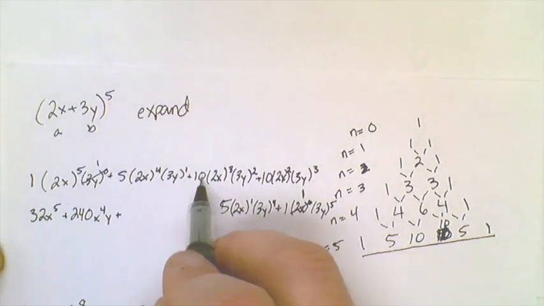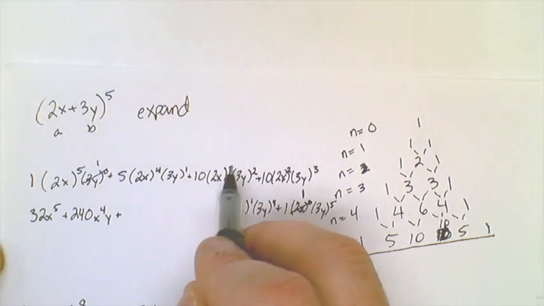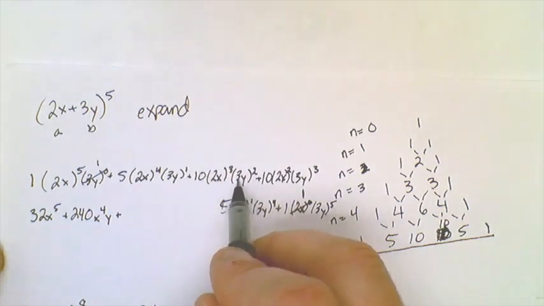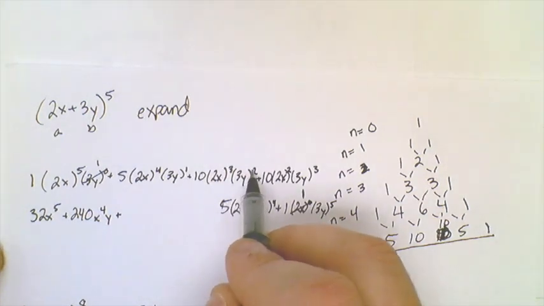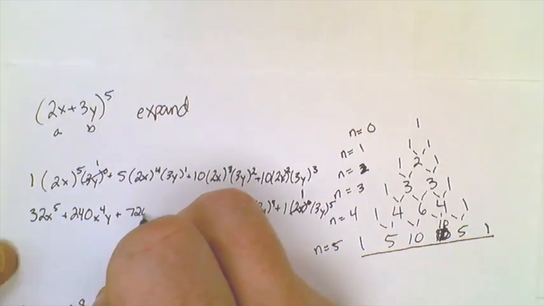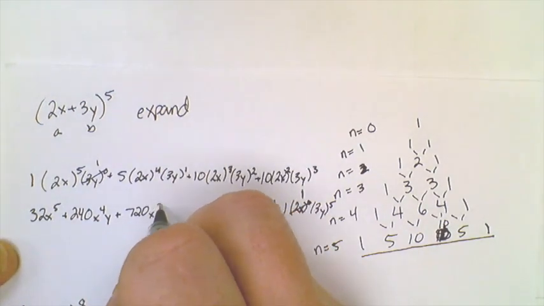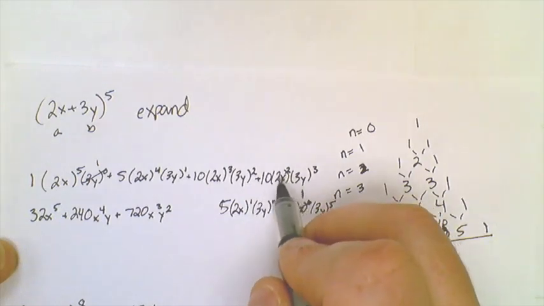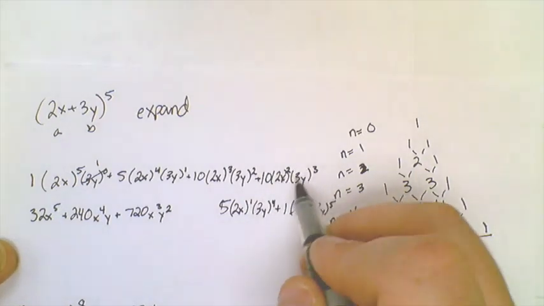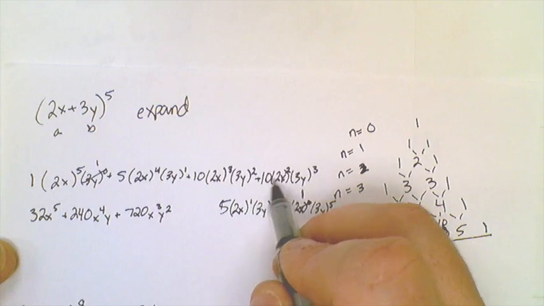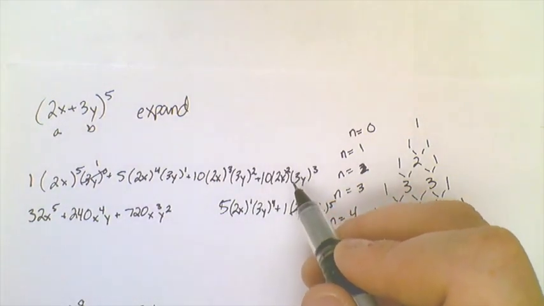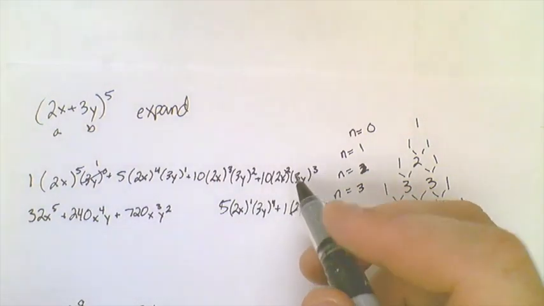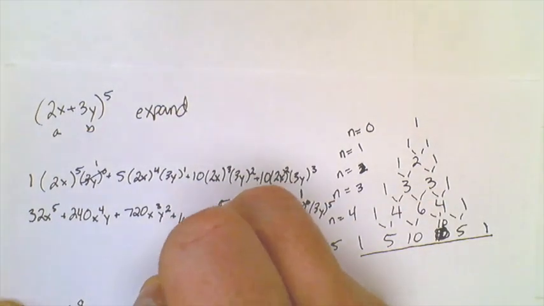Now the next one here, we've got 10 times 2 cubed, that's 8. So that's 80 times 9. Okay, that's 3 squared, so that's 720, and that's x cubed y squared. Next one here, 2 squared, that's 4 times 10. We'll do the 10 next. That's 40 times 27, 1080.